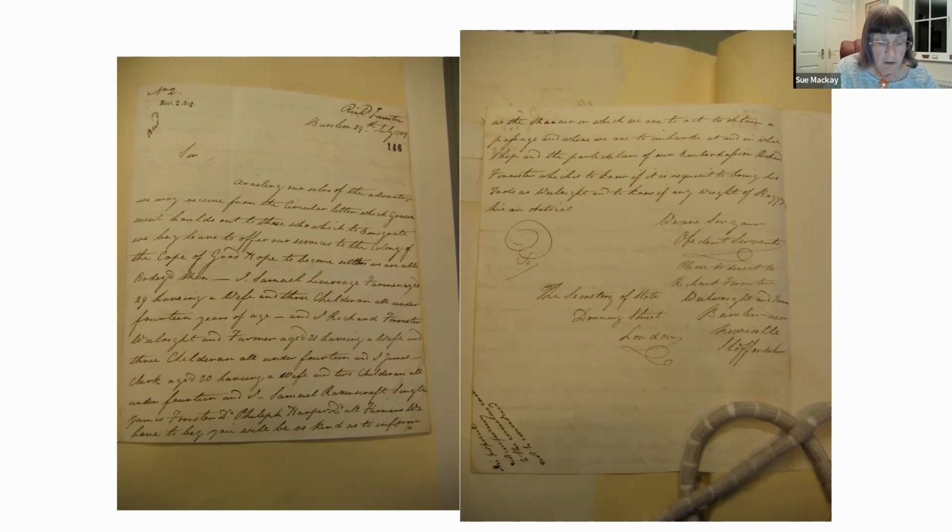I, Samuel Liversidge, farmer, aged 29, having a wife and 3 children, all under 14 years of age. And I, Richard Forrester, wheelwright and farmer, aged 31, having a wife and 3 children, all under 14. And I, James Clark, aged 30, having a wife and 2 children, all under 14. And I, Samuel Ravenscraft, single, James Forrester, ditto. Philip Harper, ditto, all farmers.